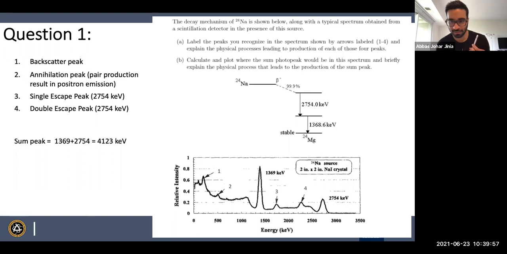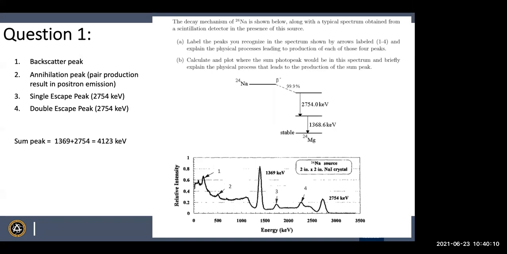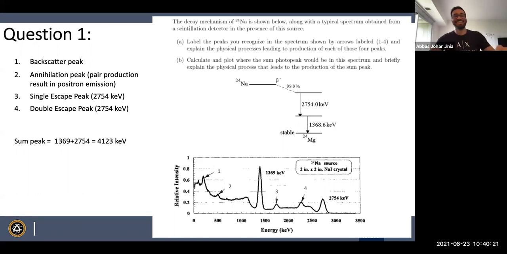On 3 and 4, Raymond, I don't quite follow your question. Do you mind explaining what you mean by that? Abbas, I think what they're saying is that the single escape peak is labeled now at 3, the lower energy, and the double escape peak is the one at 4. Okay, sorry. Yes, that's a very good catch. I apologize for that typo. So yes, 4 is single escape and 3 is double escape peak. Good catch. Thank you very much.